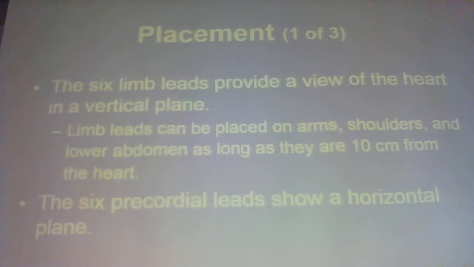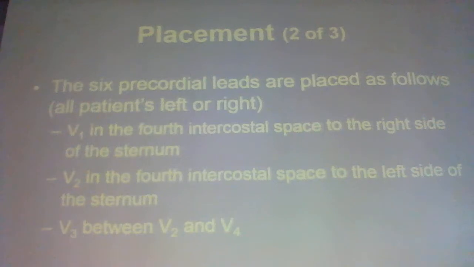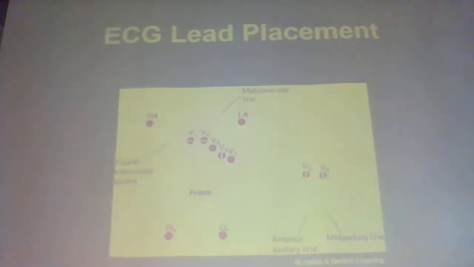All right. So 6 limb leads provide a view of the heart on the vertical plane. The precordial leads are on the horizontal plane. We already talked about where all of these go, so I'm going to skip through that.